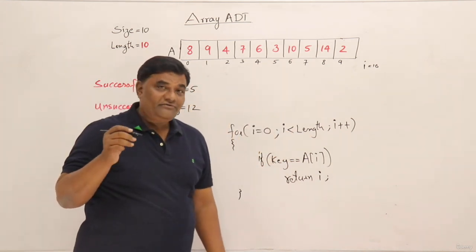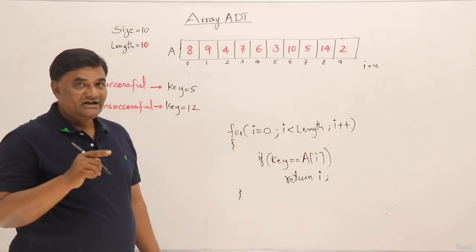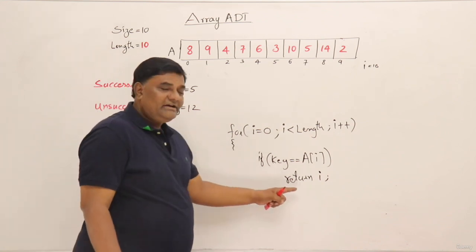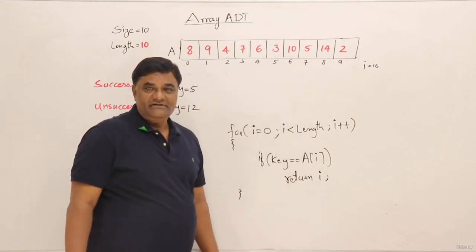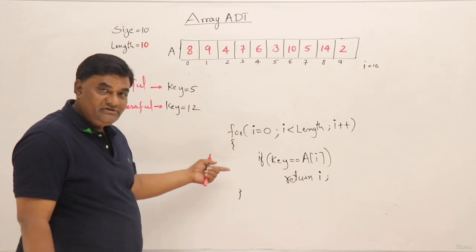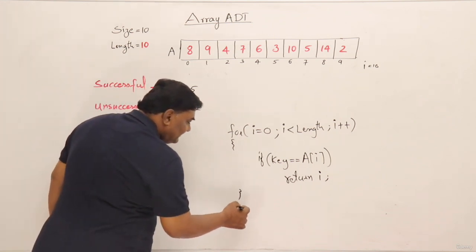So if it is not finding a key element, then it will come out of the loop. If at all the key element is found, then it will return, meaning stop the procedure right there itself. So if the key element is not found, then it will come out of the loop. Then outside the loop we can say return.